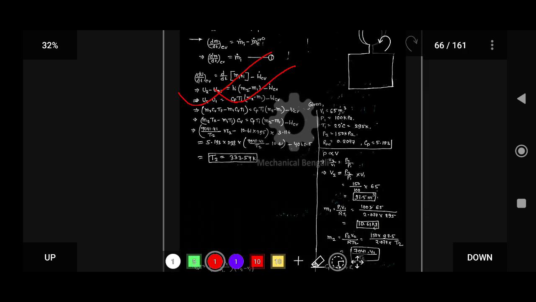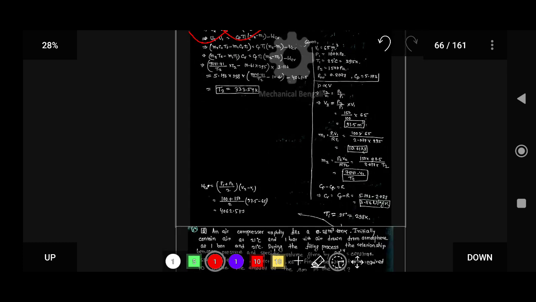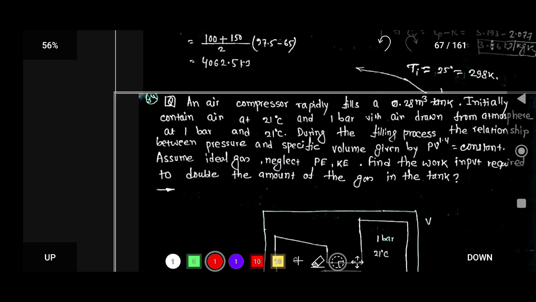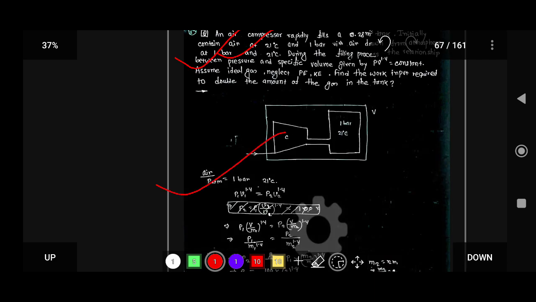Okay, so this is not important from the GATE point of view. That is why I skip that unsteady part. You can find these notes and try to understand what is written in the notes. Okay, and there is a question and there is an answer.